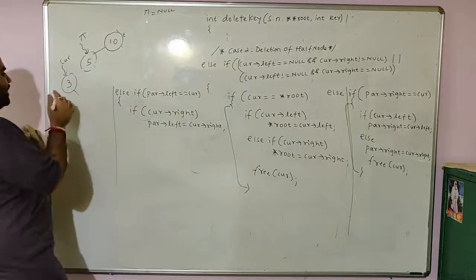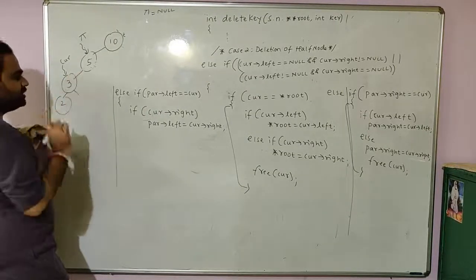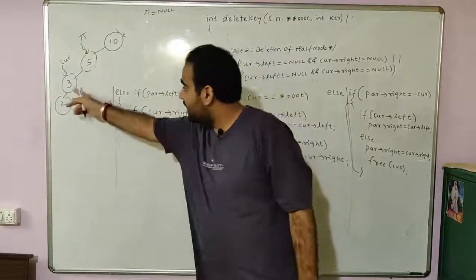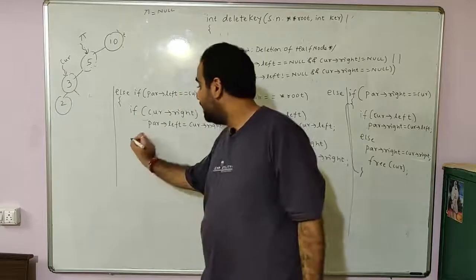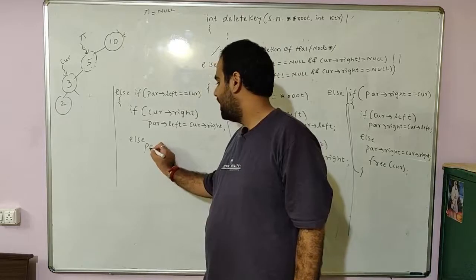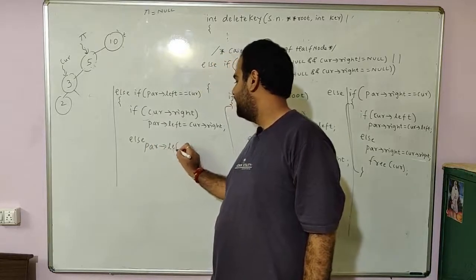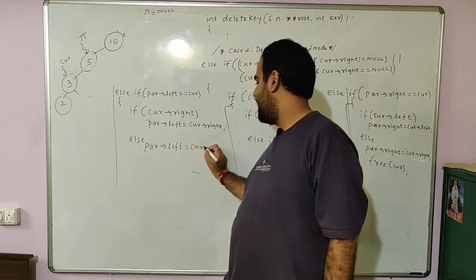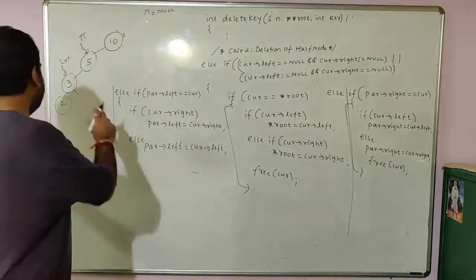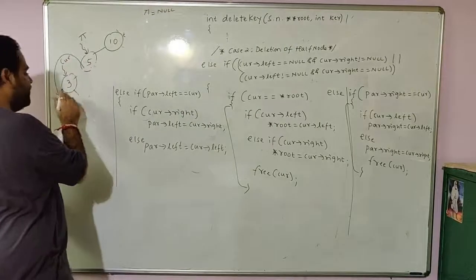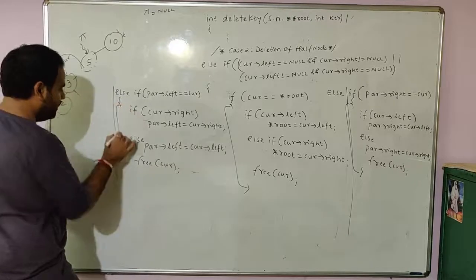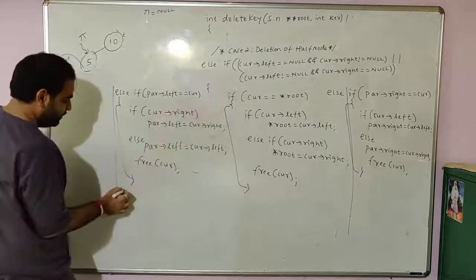Suppose there was 2 over here. Now, is parent->left equal current? Yes. Is current->right not equal to null? No. It means current->left is existing. Hence, what do I write? Parent->left is equal to current->left. Now, this is parent->left. This is current->left. And at the end, we don't need this current node. We say free(current). This is the end of else if, and this is the end of this else if.